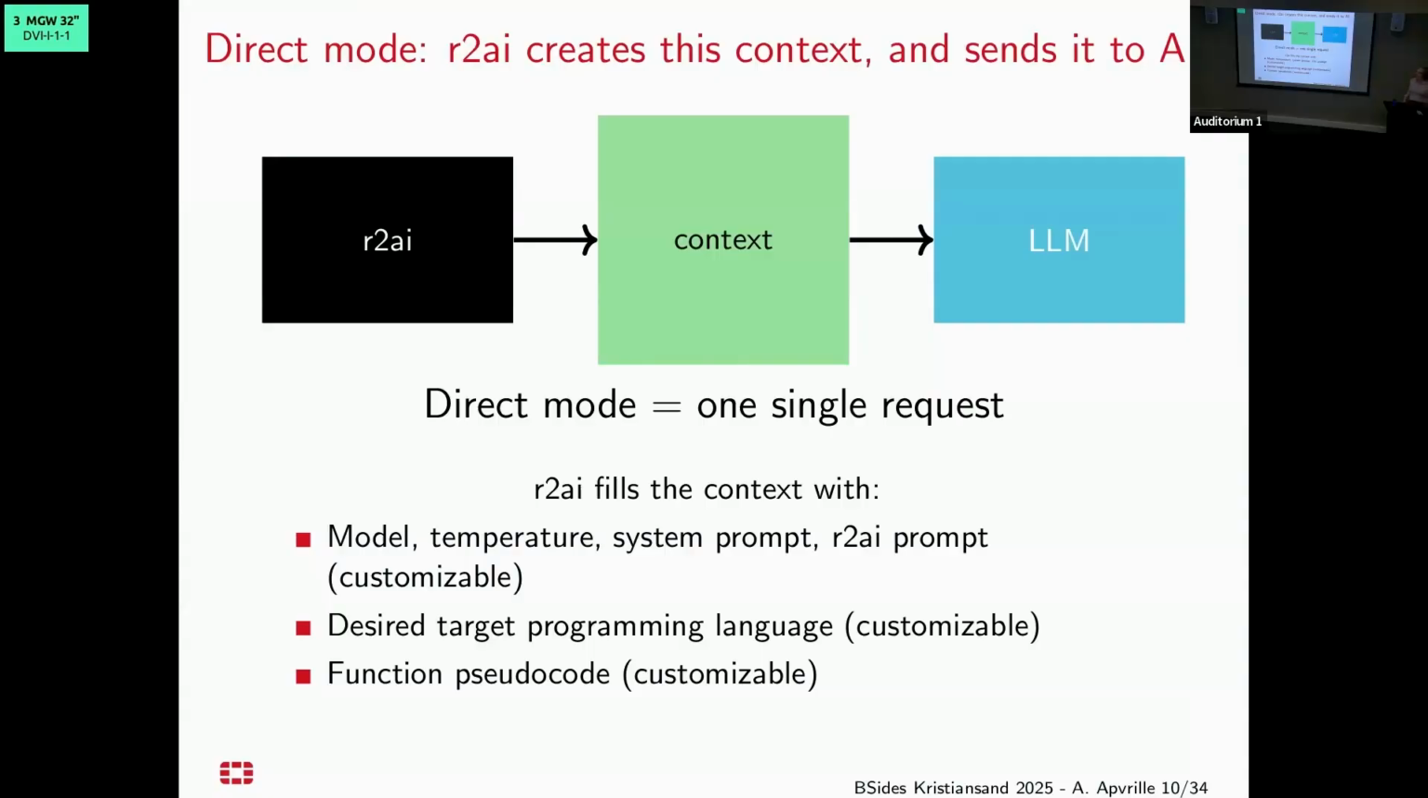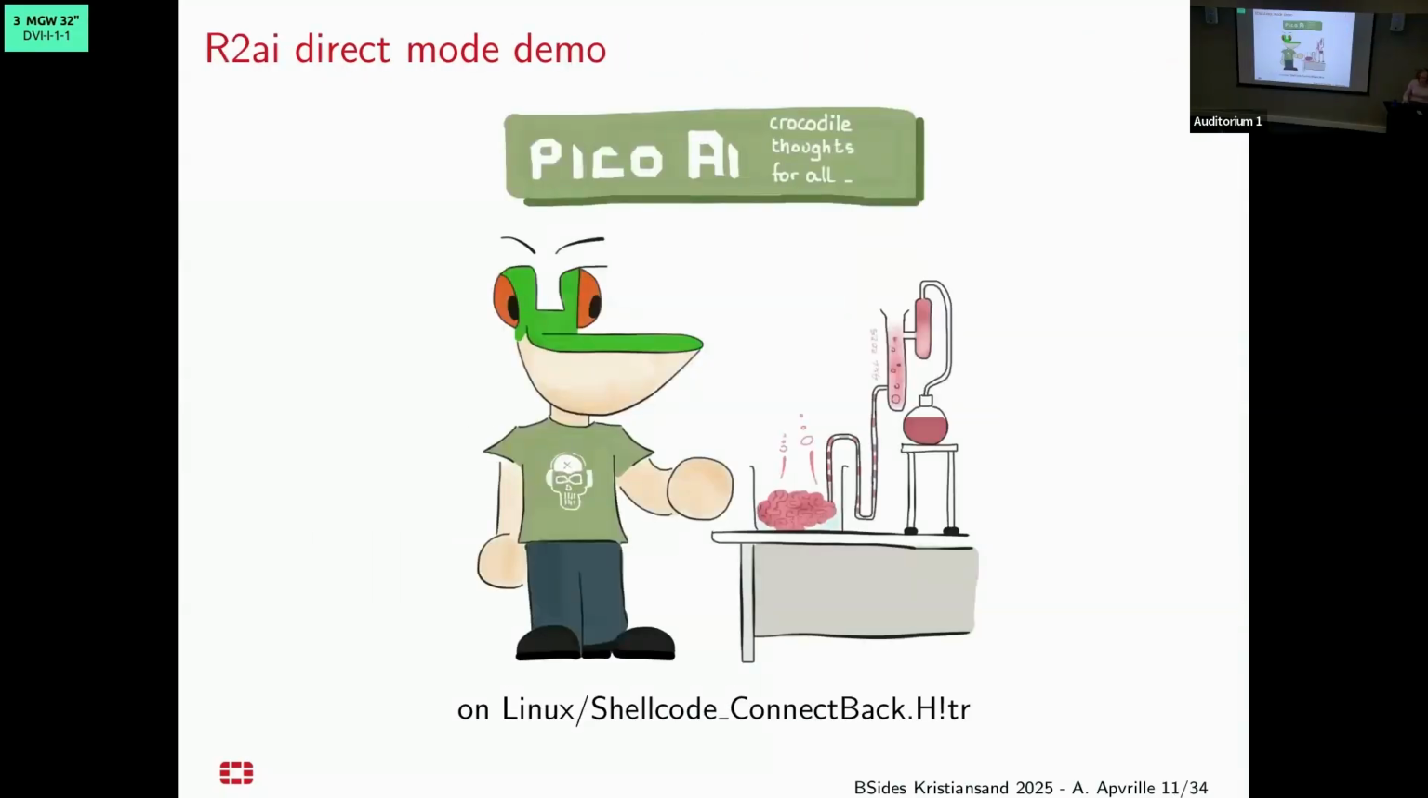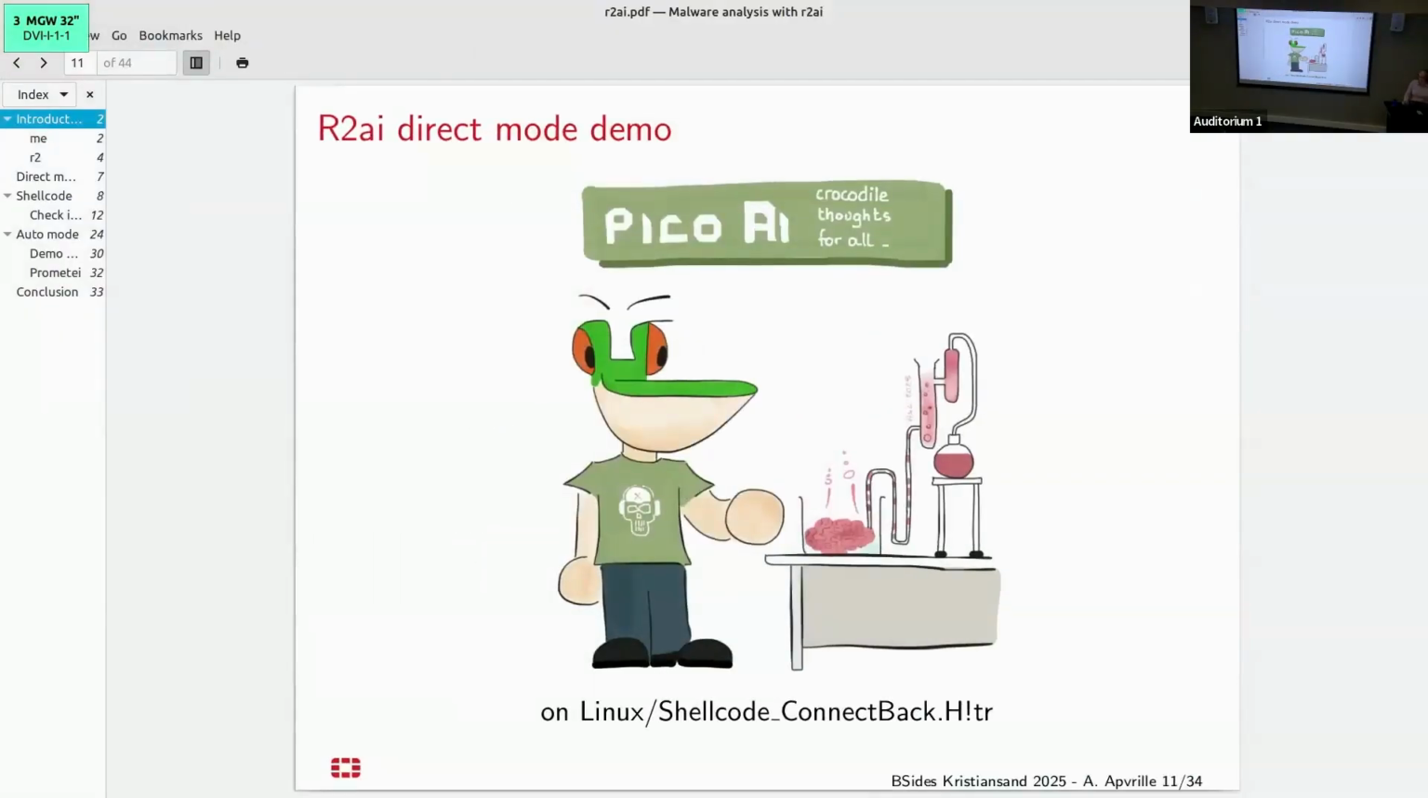So in the direct mode, what happens is that you are just sending a single request to the artificial intelligence and you get some answer back. Like all the time, you send a context, and in that context you set plenty of things. r2ai pre-fills some things, and this is supposed to help us reverse this malware, get something better than what we have with Ghidra, and understand better what is happening. And this is where I'm going to try a live demo.